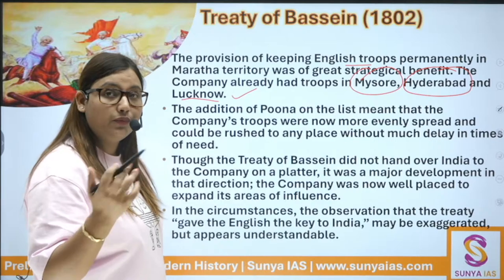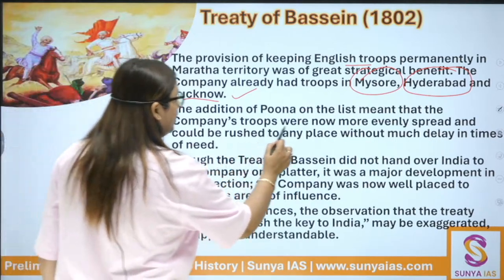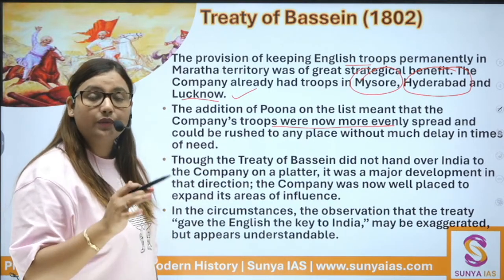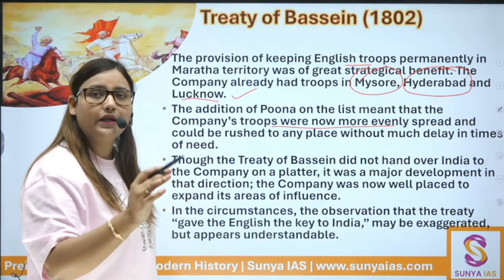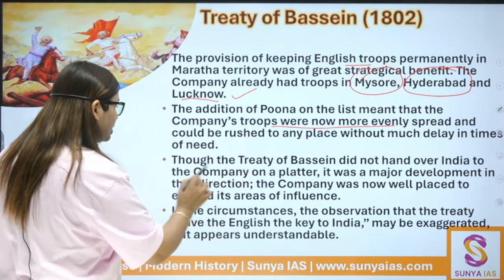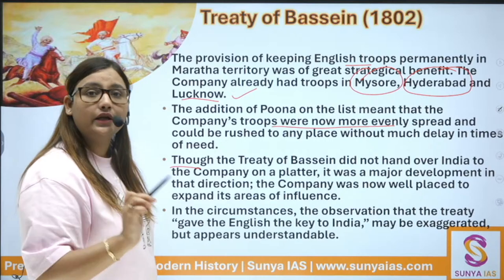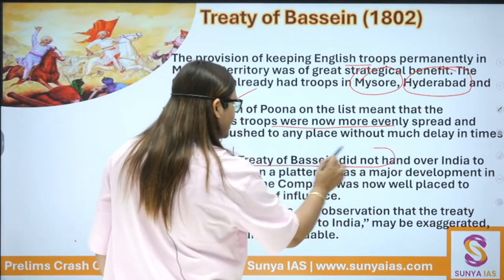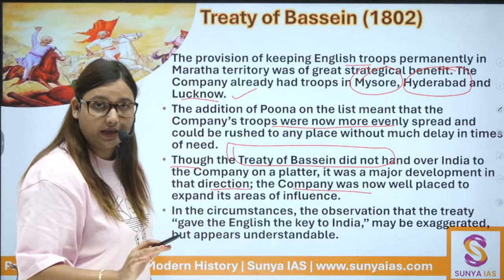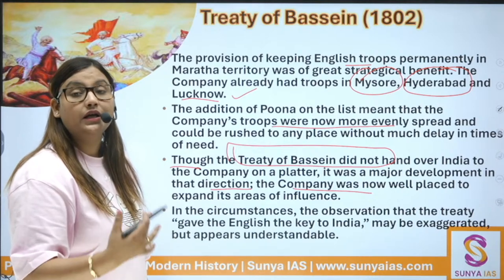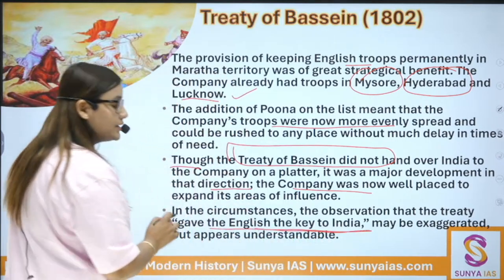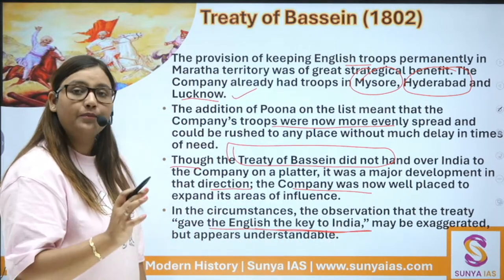And the addition of Pune on the list means that the company's troops were now more evenly spread in the entire western and south India. So they could be rushed to any place. Whenever it was needed, they could come to any area without much delay and they could fight and start the war. So the Treaty of Bassein did not hand over India to the company on a platter, but it was a major development because the company was now well placed to expand its area and influence. So in these circumstances, you see the observation that the treaty gave the English the key to India. This Treaty of Bassein was a very big mistake by Bajirao II.